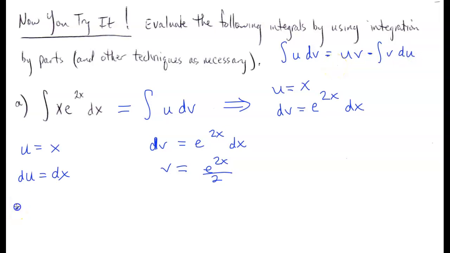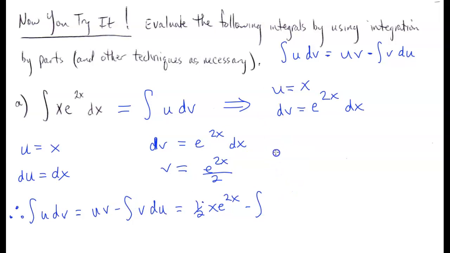So using that formula here, I'm going to say integral of u dv, it's going to be uv minus integral of v du. And our u is x, our v is 1/2 e to the 2x. So we'll just say this is 1/2 x e raised to the 2x minus integral of our v. If you noticed, our v here is just 1/2 integral of e raised to the 2x, and du is just dx.